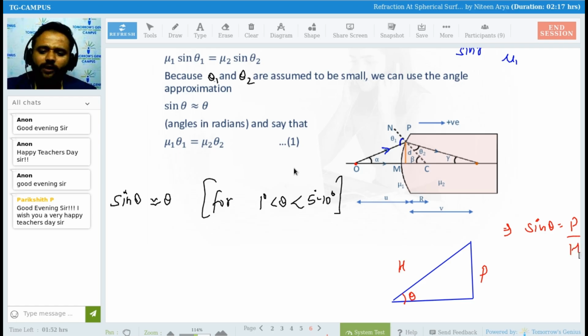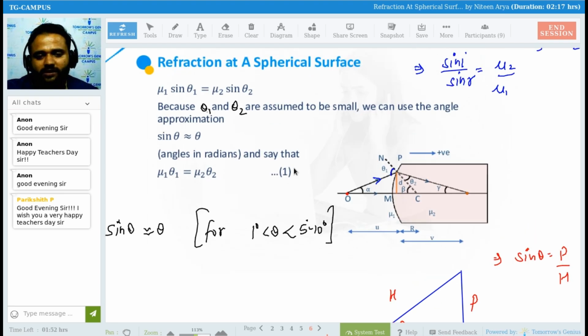Now what I'm saying is, if this theta is very small, you can see that P and H are going to be almost the same. Clear? And in this kind of scenario, when they are almost the same, sine theta is going to be converted into theta only, with the angle in radians. So that is the relation here. From this particular relation, you can write it down as relation number 1.